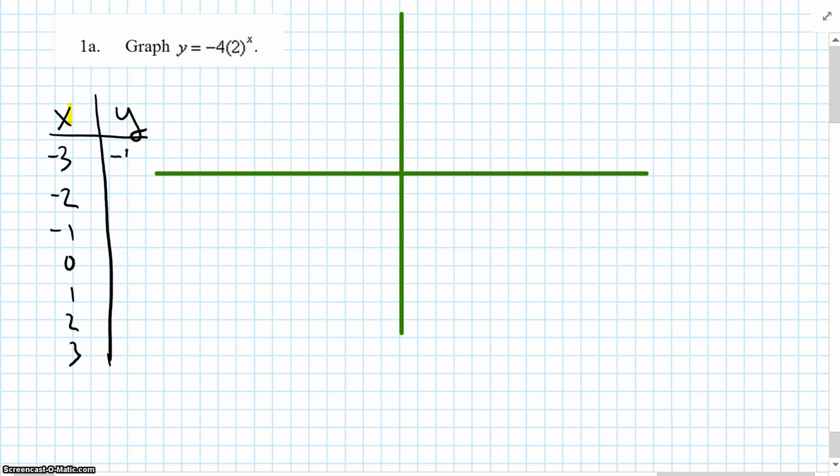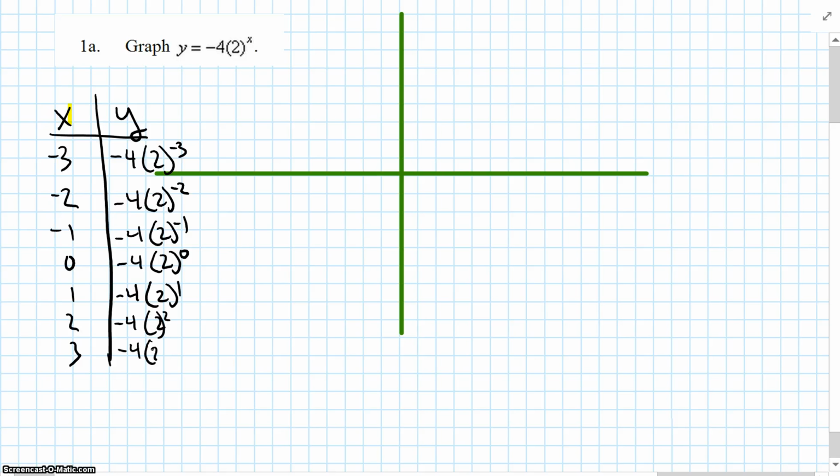So y is going to be -4 times 2 to the -3, -4 times 2 to the -2, -4 times 2 to the -1, -4 times 2 to the 0. I'm just being repetitious here. 2 to the -3 power is really 1/8. So this is really -4/8, which is really -1/2. So when x is -3, y is -1/2.